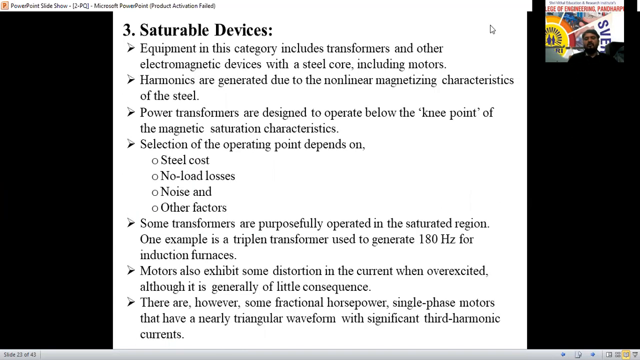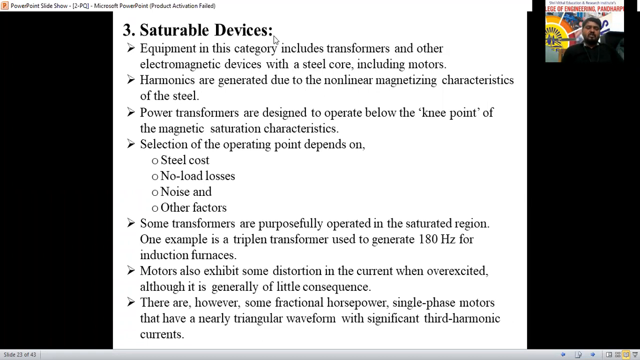The last one is called saturable devices. For saturable devices, we consider the saturation of the core material we use in motors and transformers. Steel cores are used, and because of that, harmonics are produced. Yesterday's class also discussed this: on energization of the transformer, suddenly a high inrush current flows.